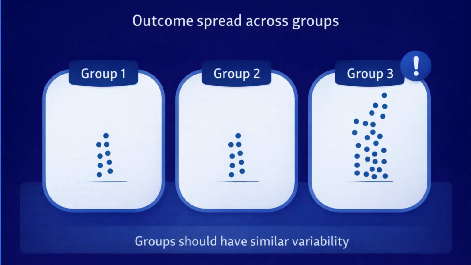The third assumption is that the groups have reasonably similar variability on the outcome. This means that no group's scores are wildly more spread out than another group's scores. If one group shows much more variation than the others, it can distort the group comparison and weaken the conclusions.